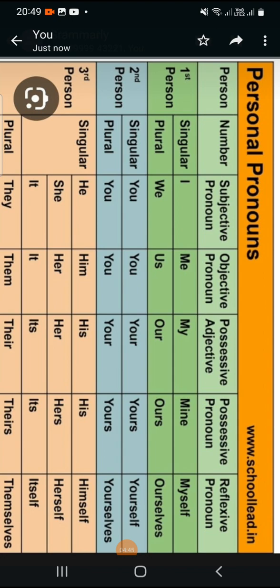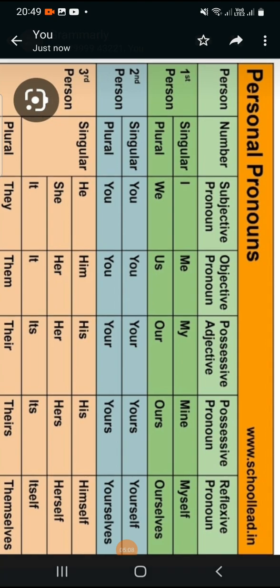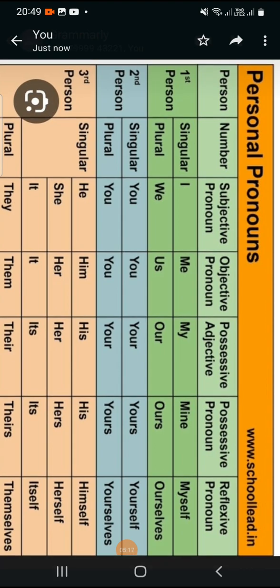In the beginning I gave you the example, "Me and my brother are going to market today," right? There is an error in this sentence. First of all, me comes after the verb. Always please take care that me, him, these are the words which always come after the verb, right? Because these are objective pronouns.